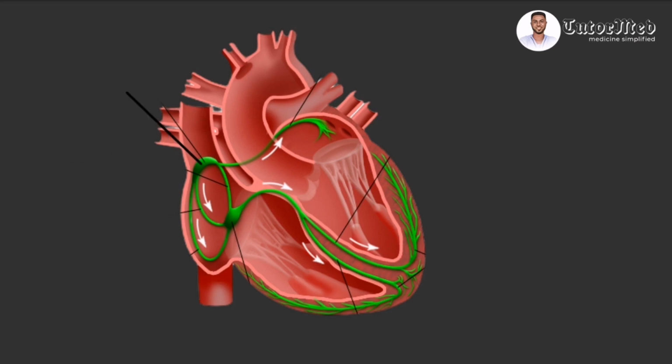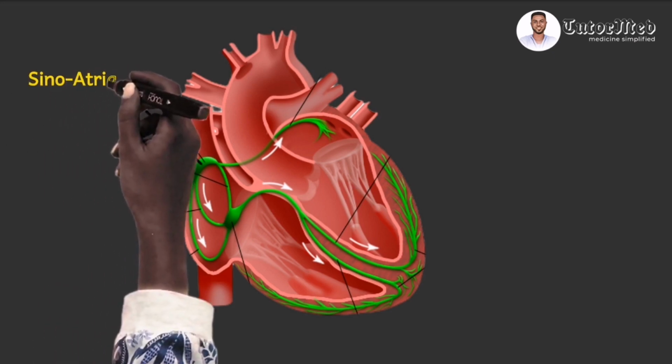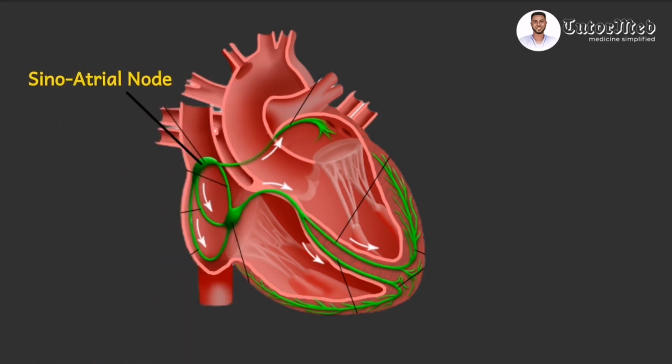So the first we are going to label here is the sinoatrial node. The sinoatrial node is known as the pacemaker of the heart, in that it determines how fast and what the rhythm of the heartbeat should be. From there, we move to the atrioventricular node, or the AV node.